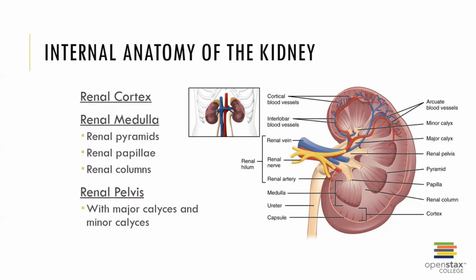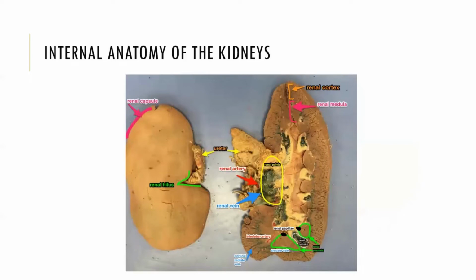Then the renal medulla, we know that medulla means middle or toward the middle. And so we can find where that is on our diagram in here. And that extends from the renal cortex to the renal sinus. And then we have the renal pelvis, which is a flat funnel-shaped tube that drains urine from the cortex and the medulla toward the ureters. Another look at the internal anatomy there.